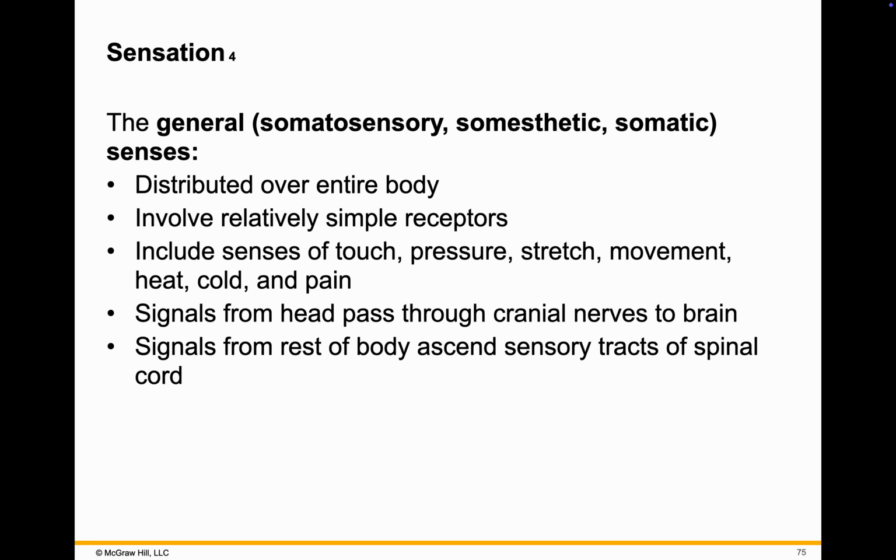The general senses, the somatosensory or somatic senses, are distributed all over the body. They involve relatively simple receptors. That's really the difference between special senses and general senses. They include senses of touch, pressure, stretch, movement, heat, cold, and pain. The signals from the head pass through the cranial nerves to the brain. Signals from the rest of the body ascend sensory tracts of the spinal cord.